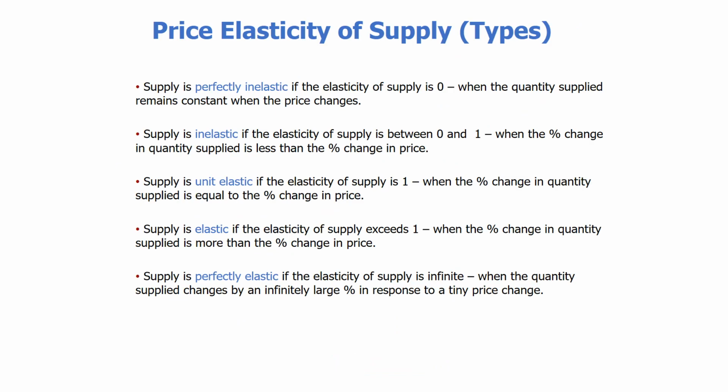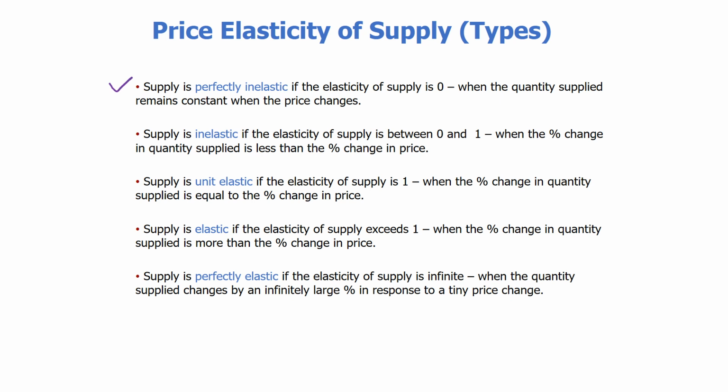Now there are different types of price elasticity of supply, but these types are very similar to the price elasticity of demand. So let's look at the types. Supply is perfectly inelastic if the elasticity of supply is 0. So the quantity supplied remains constant when the price changes. Price can change by as much as it wants, quantity supplied remains the same. It remains constant. Supply is perfectly inelastic in this instance.